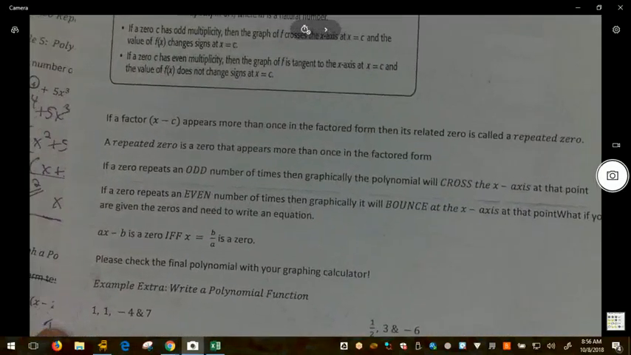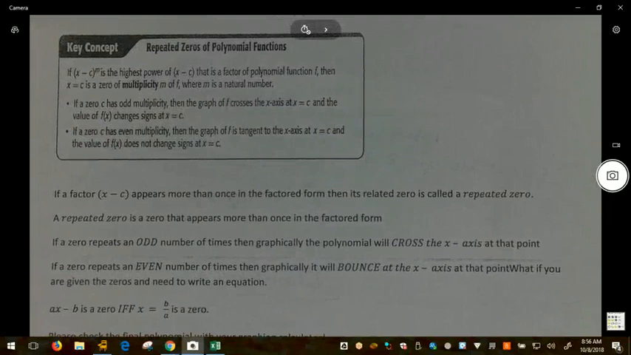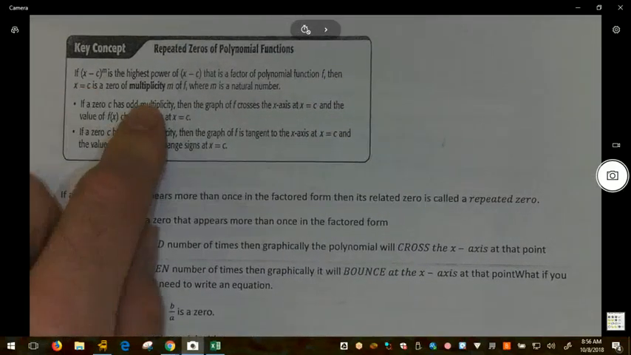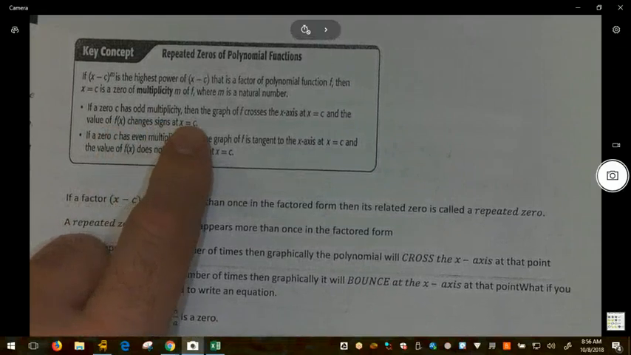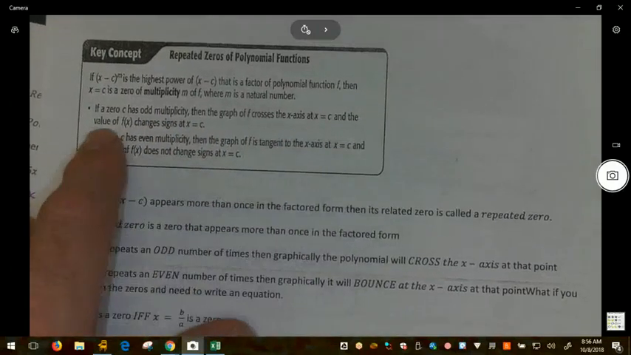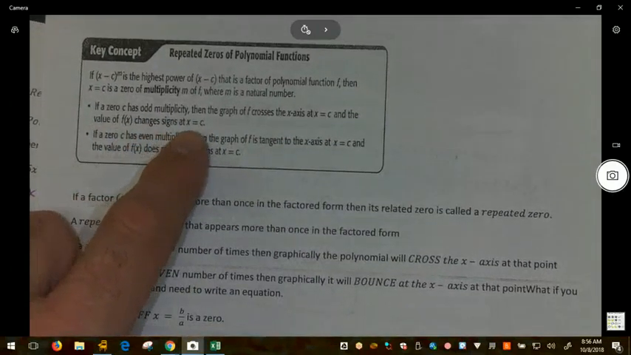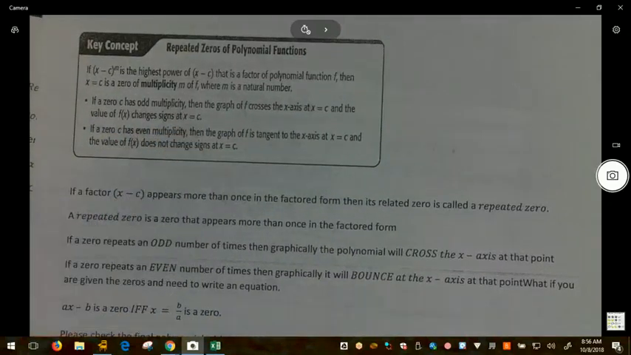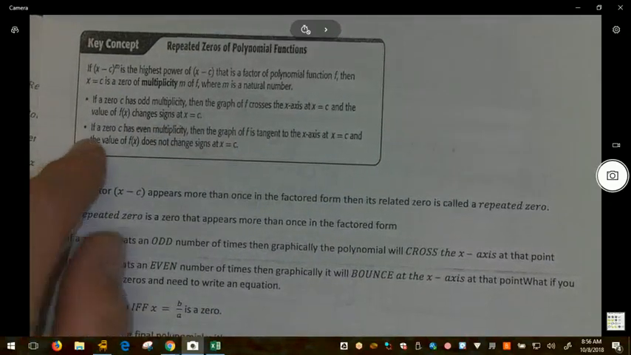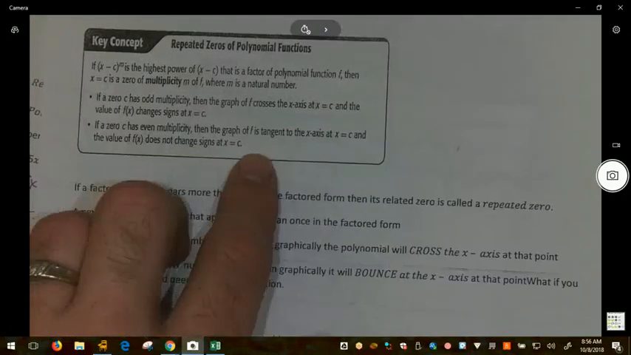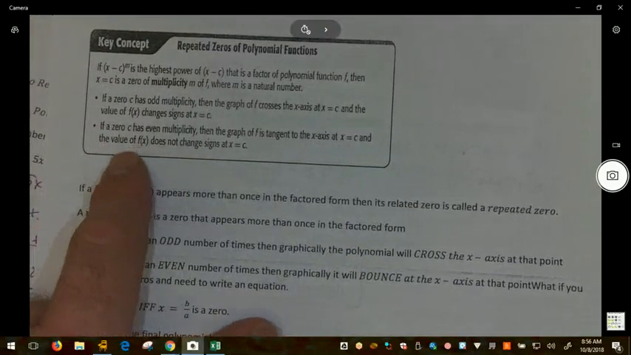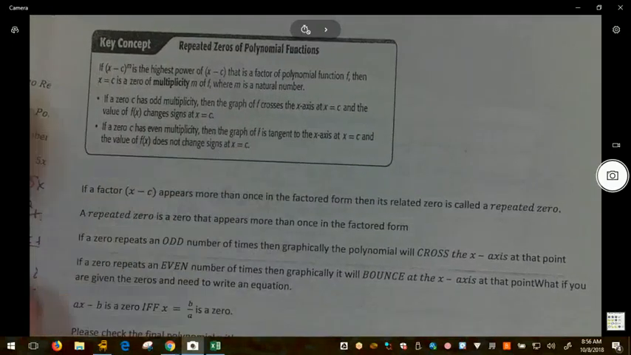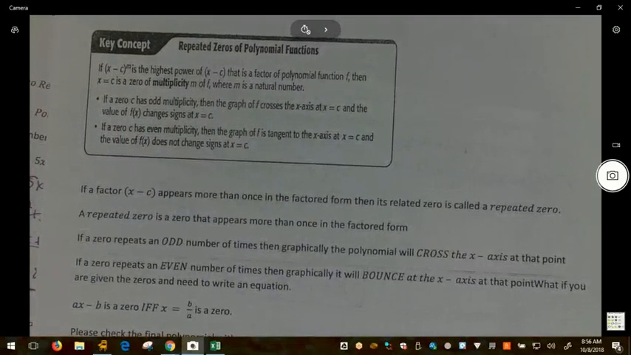Repeated zeros and polynomial functions. Highest degree multiplicity, we've already talked about this on the other side. If a zero has odd multiplicity, then it crosses the x-axis, and the value of f(x) changes signs at x equals c. We know that it crosses. If a zero has even multiplicity, then the graph is tangent to the x-axis, and the sign of f(x) does not change, so it will stay positive or negative or whatever sign it started out as.